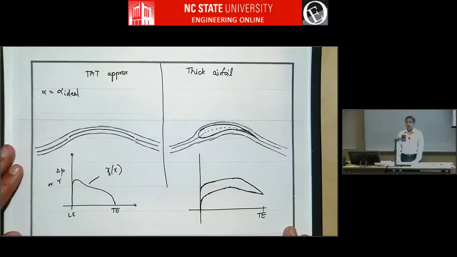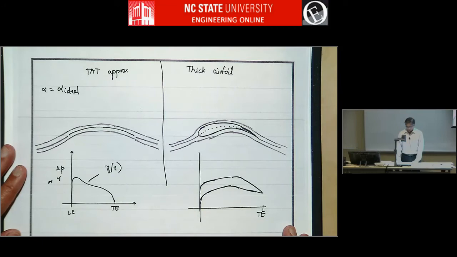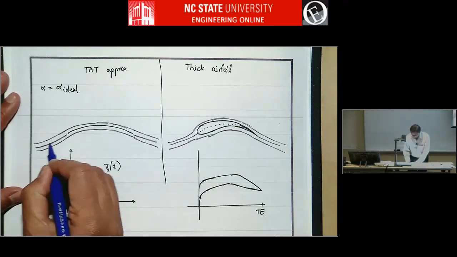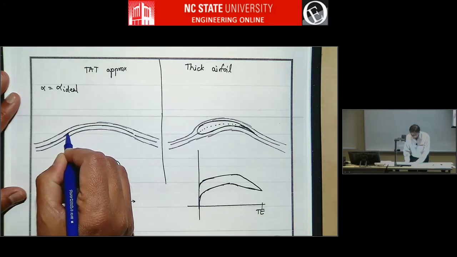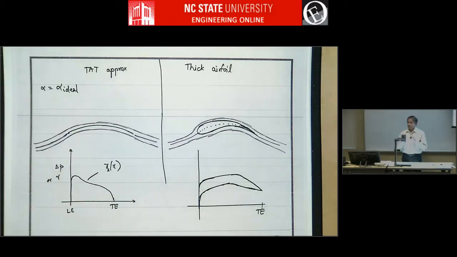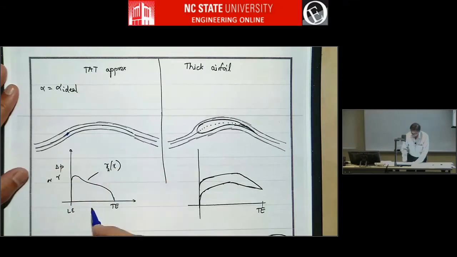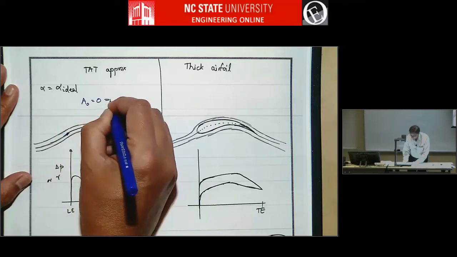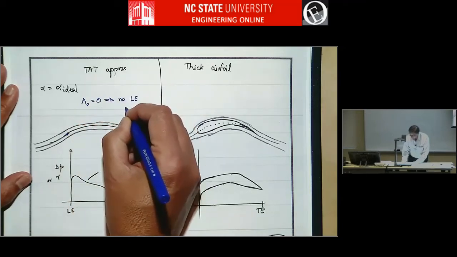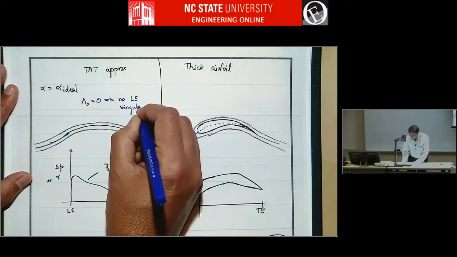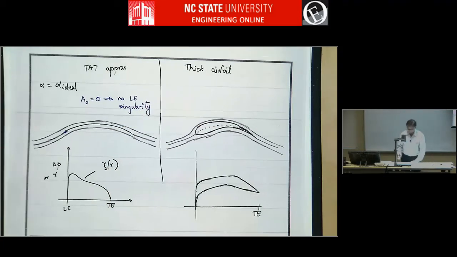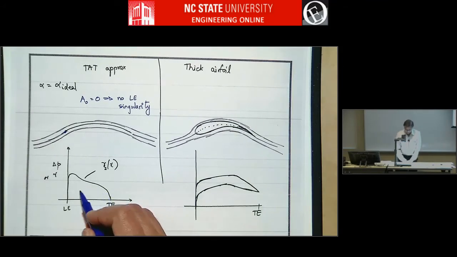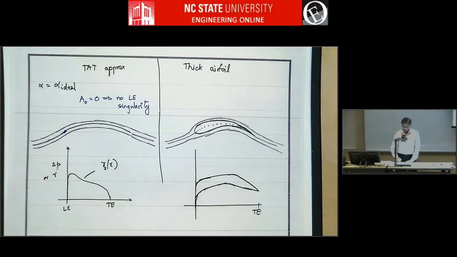When alpha equals alpha ideal, even in thin airfoil theory, the stagnation streamline comes and hits the leading edge. So it does not go around a sharp leading edge, it just theoretically matches with the leading edge point. And A0 becomes 0, that means no leading edge singularity. And so the only distribution is gamma 2.